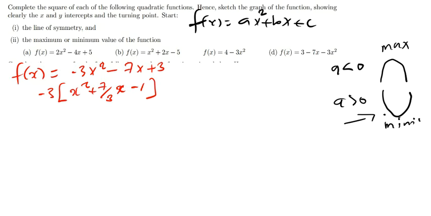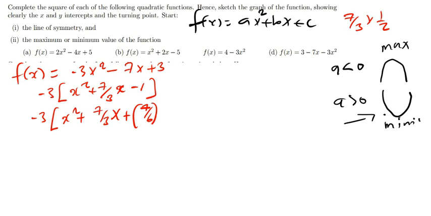That's what I've done. The next step is you rewrite this, then you take this coefficient, which is 7 over 3, and you multiply it by half. So you do plus, and if I multiply it by half, that is 7 over 6. When you do that, you square it. The same thing that you have, you do minus.